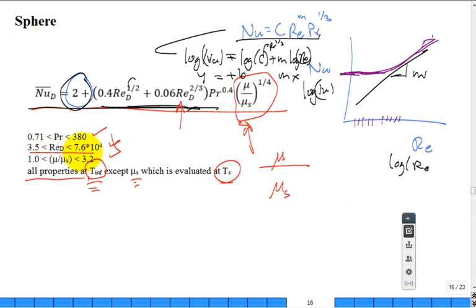But then check your Reynolds number. Then check this ratio of the viscosity at free stream divided by the viscosity evaluated at the surface temperature. And if it's in between 1 and 3.2, it's good to use. So all of these have to be checked, and then you can use that correlation.